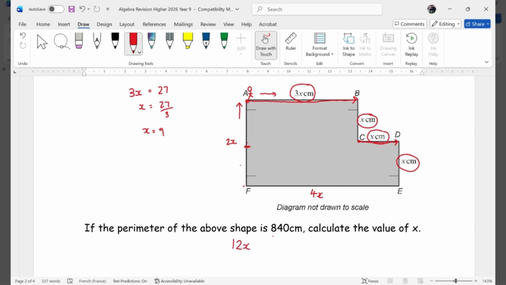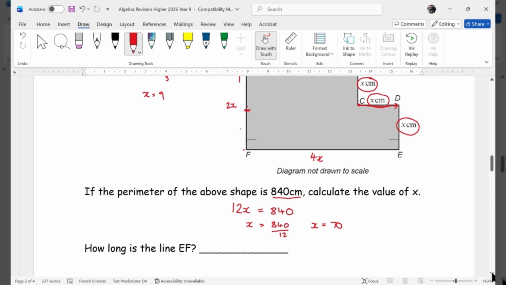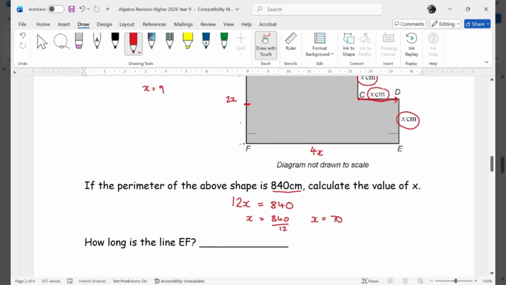Now, yes, the perimeter is 12x, but we're then told that in reality, when we've actually worked this out, the answer is 840. So 12 lots of what will give me 840? That looks tricky, but it's not. Because 12 goes into 84, right? 12 goes into 84 7 times, and we can just put that 0 back on the end. So the answer is 70, okay? However, we then use that to ask, how long is the line FE? Well, the line FE, according to my drawing, is 4x long. But I now know something I didn't. I now know that x is 70. So 4x is 4 times 70, or 280.